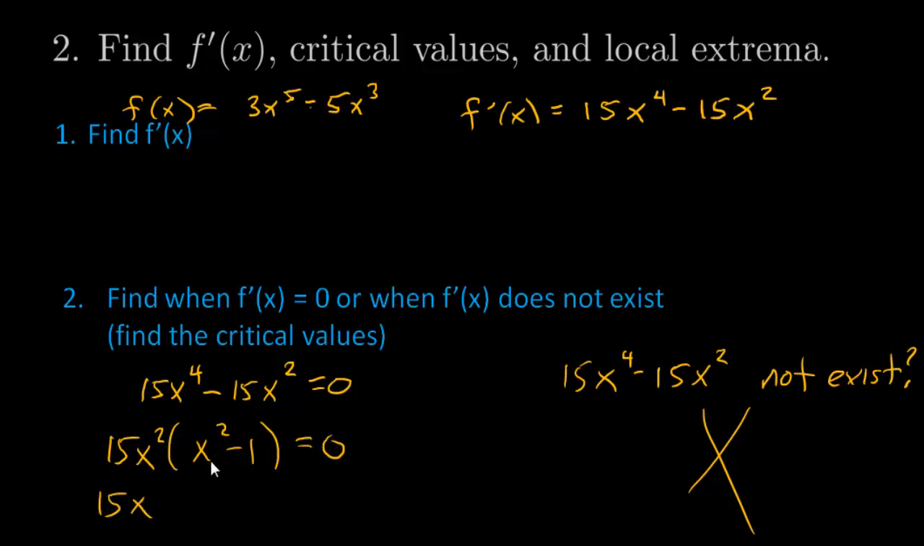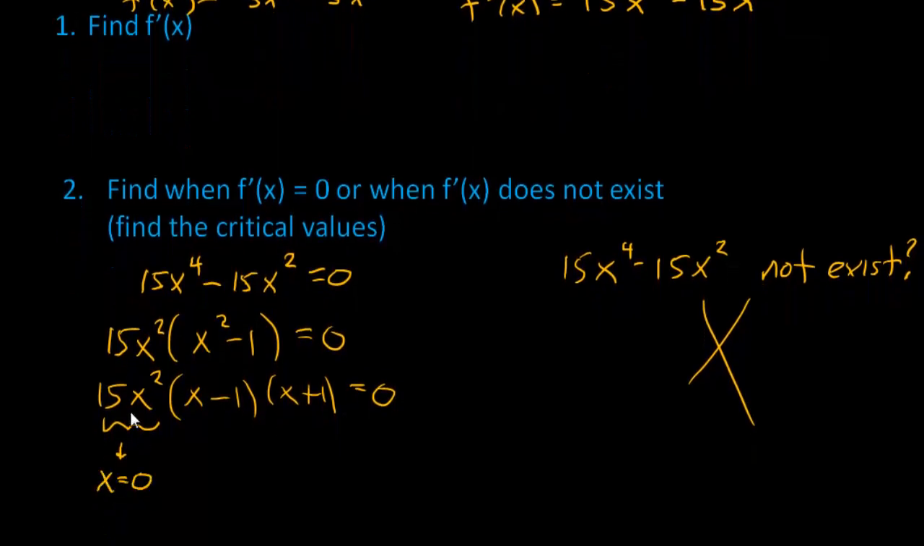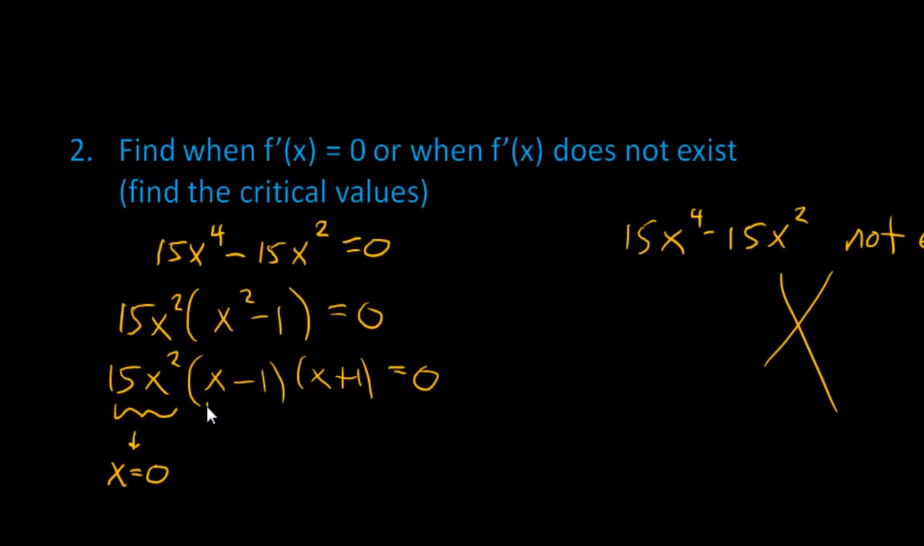If I factor this difference of squares here, we're going to get x minus 1 and x plus 1. So we're going to get three critical values. We're going to get one from here, x equals 0. What makes this thing 0? That would be x equals 1. And finally from this piece, x equals negative 1.